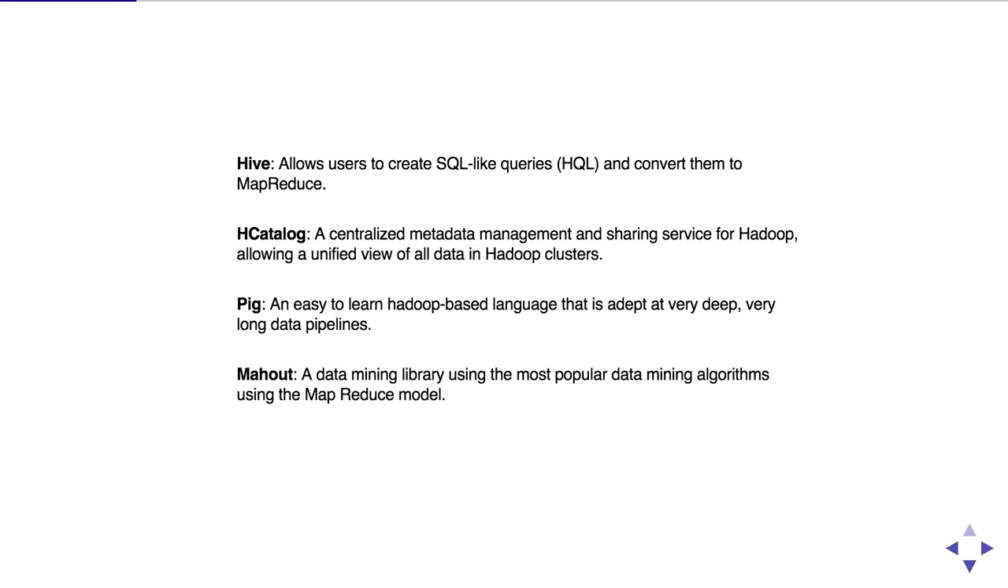Mahout is a machine learning library for Hadoop. So basically, if you want to do k-means on a massive data set, this is the way that you can set it up. You can either use Mahout or Spark's machine learning library.